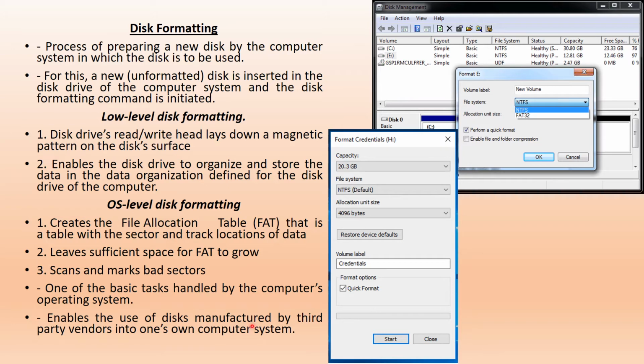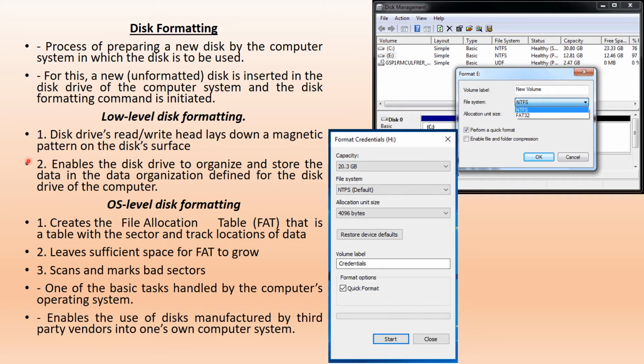There are two types of formatting. We have low level disk formatting, and the first point says that the disk drive read or write head lays down a magnetic pattern on the disk surface, enabling the disk drive to organize and store the data in the data organization defined for the disk drive of the computer. This is what is known as low level disk formatting.